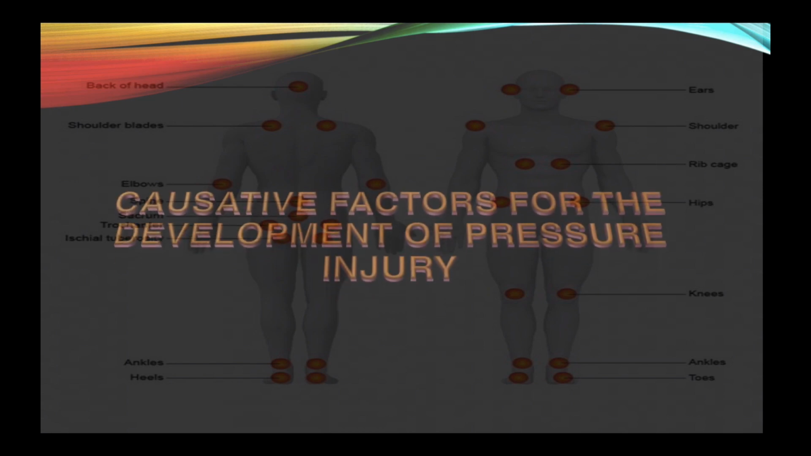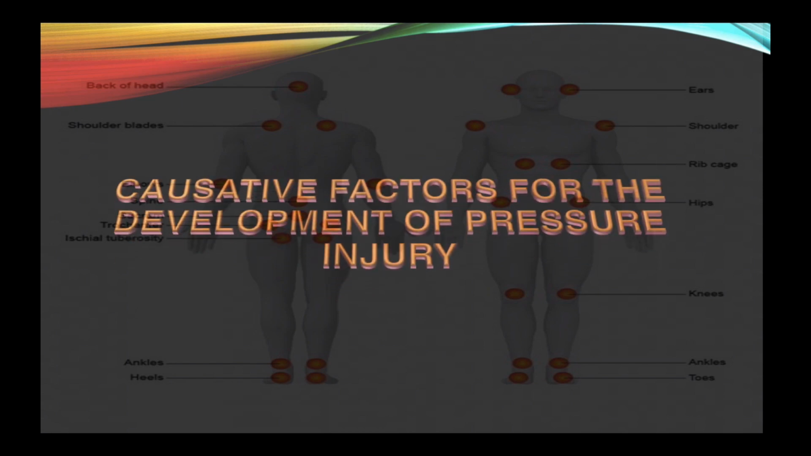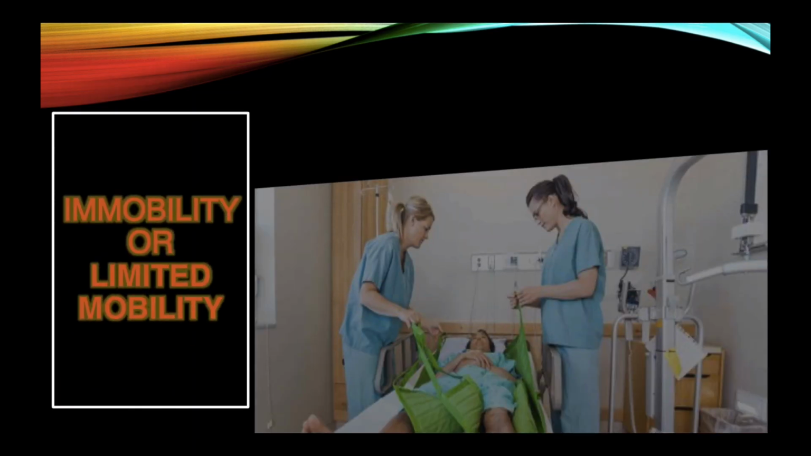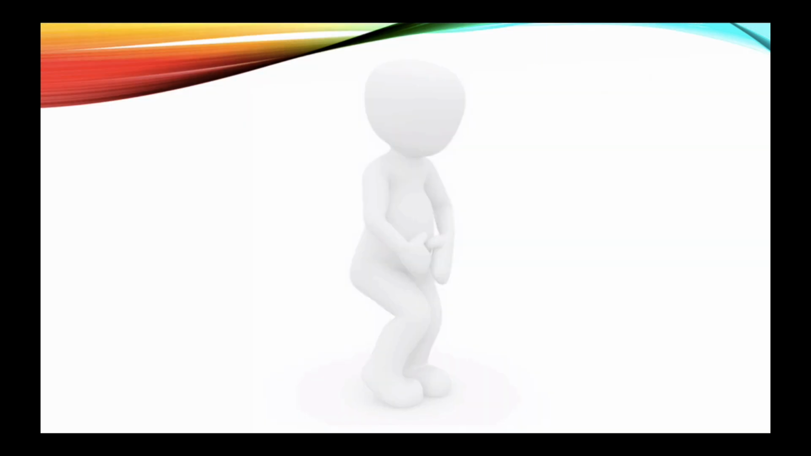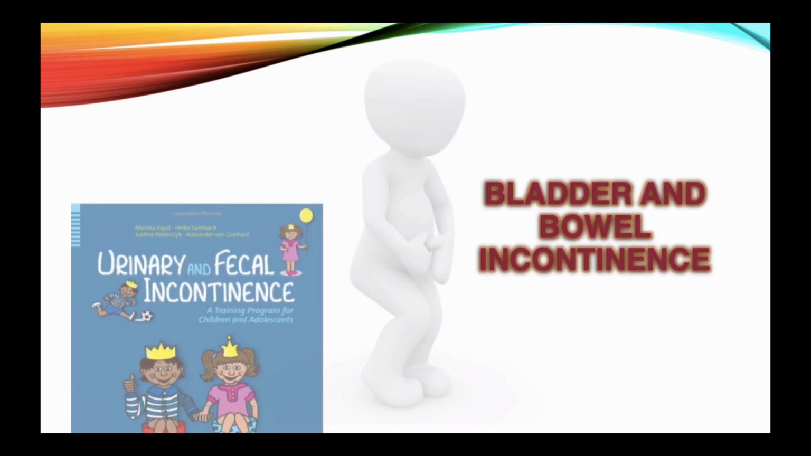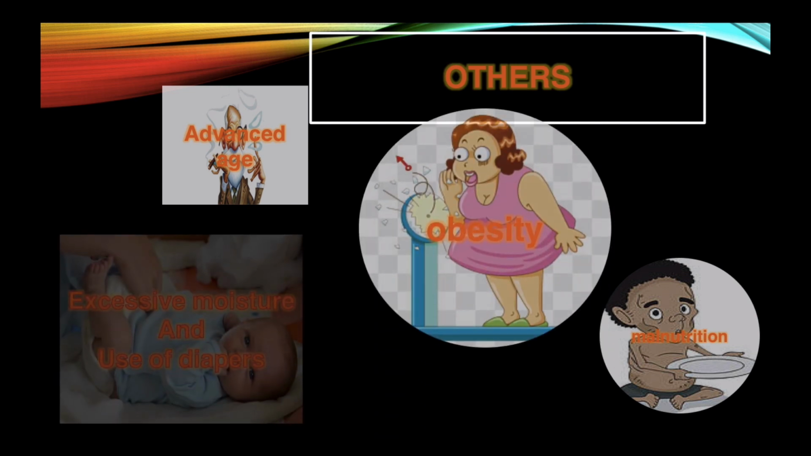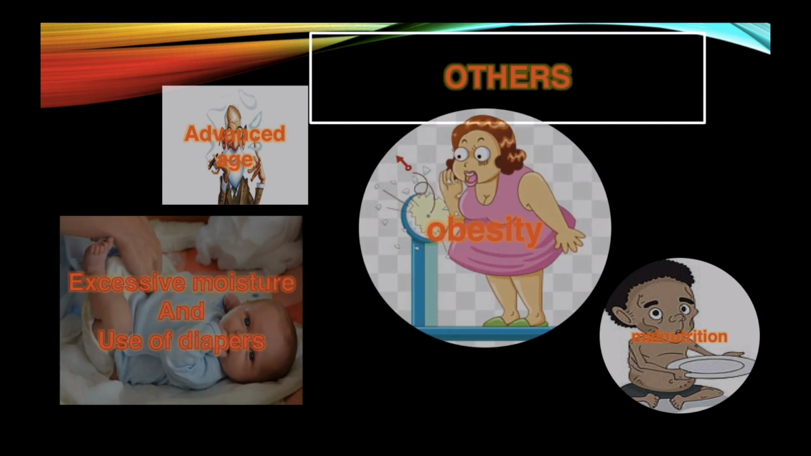What are the factors that can contribute to the development of pressure injury? First is immobility or limited mobility, bladder and bowel incontinence, shearing and friction injuries, and others such as advanced age, malnutrition, obesity, excessive moisture, and use of diapers.